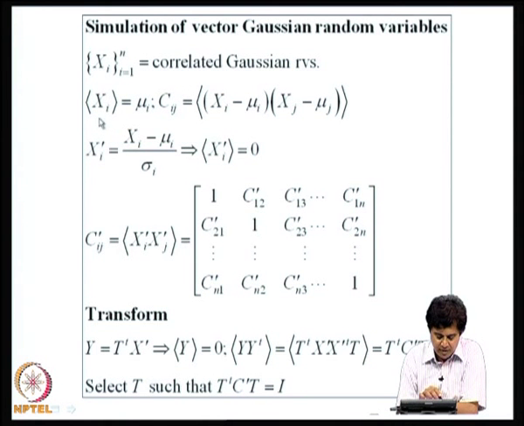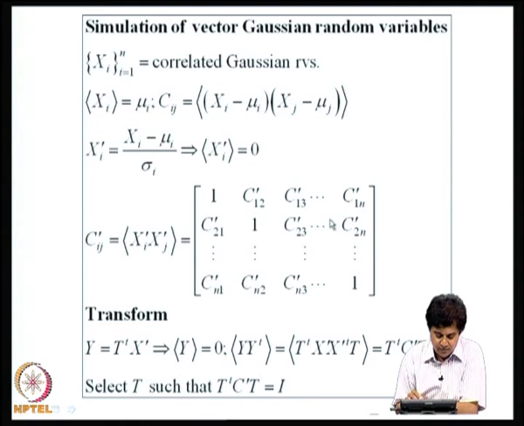So, mean of x_i is mu_i and the covariance is E[(x_i - mu_i)(x_j - mu_j)] = C_ij. Now, what I do is I first remove the mean and make the standard deviation as 1 by using this transformation. x_i' is (x_i minus mu_i) divided by sigma_i. Obviously, the mean of x_i' is 0, and if you write the covariance of this x_i', you can see that this would be nothing but the correlation coefficient matrix of x_i, and along the diagonal we get 1 and this is symmetric matrix.